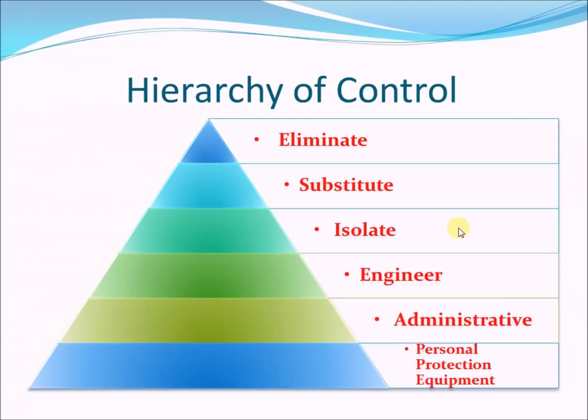The third level of the hierarchy of control is, can you isolate it so that there is no cause for it to occur? It still may be there, but is there a way that we can isolate it? Next, can we engineer a change to make the hazard and the risk less impactful, based on probability and control? And finally, the final two are administrative controls.